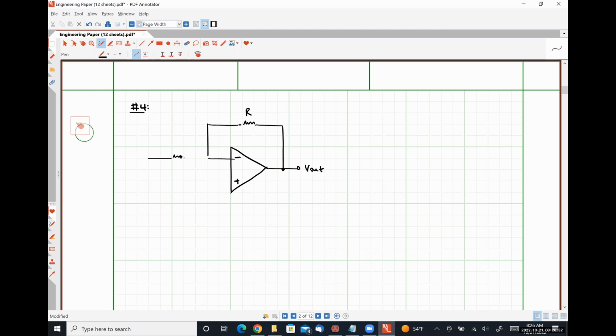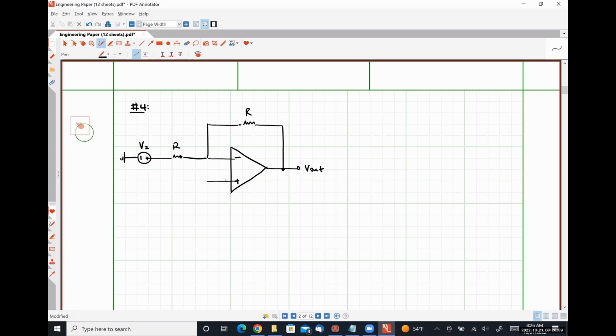I'm going to place a resistor R again. So these two R's have the same value between my inverting input node and a voltage source, which I'm going to call V2.